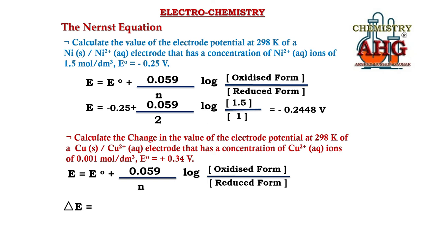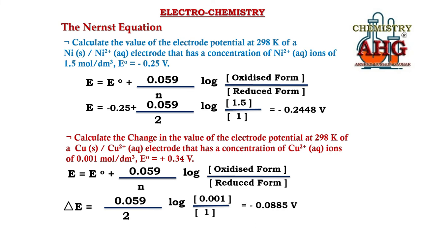So you will start inserting values from 0.059 divided by 2, because there are 2 moles of electrons, log of the oxidized form, copper 2 plus, its concentration is 0.001, divided by 1 for copper solid. So the change in this half cell would be minus 0.0885 volt. So this is the change in the electrode potential of the copper half cell if we change the concentration of copper sulfate solution.